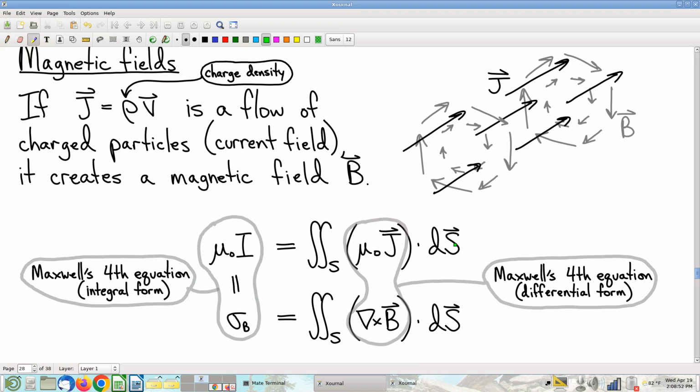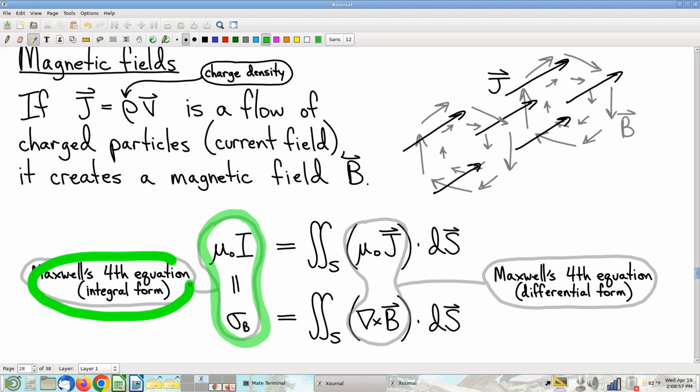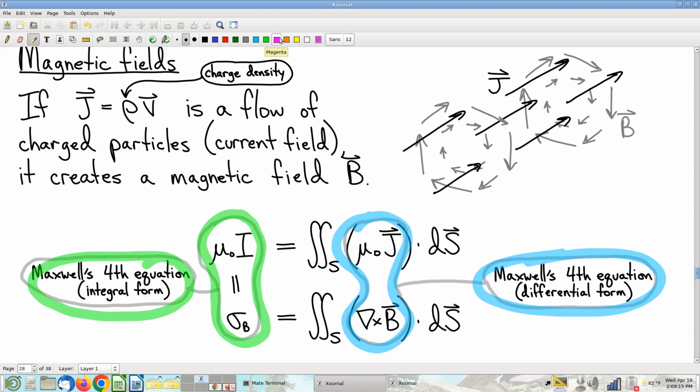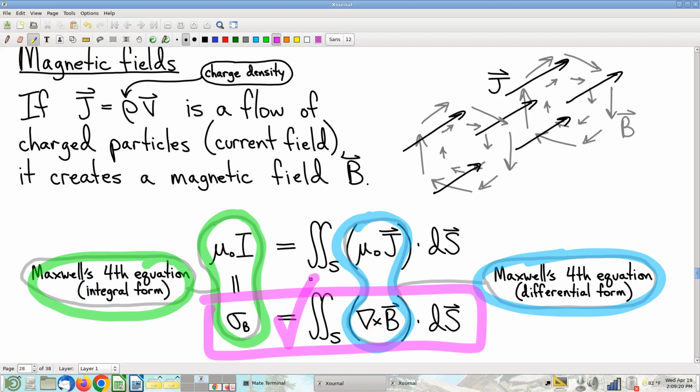And the point here is that this version of what we call Maxwell's fourth equation and this version of what we call Maxwell's fourth equation, we call them the same equation because they say basically the same thing. One of these equations is just kind of the integral of the other, and the tool that relates the green version, what we call the integral version, to the blue differential version, is Stokes' theorem.